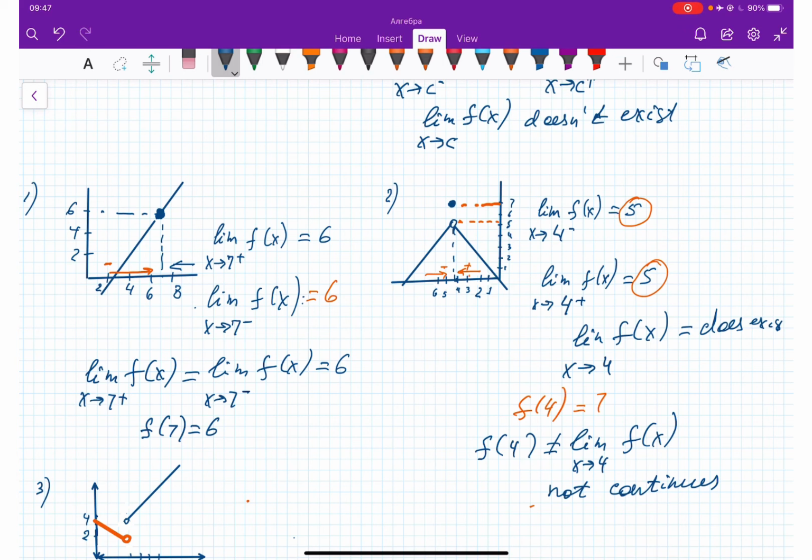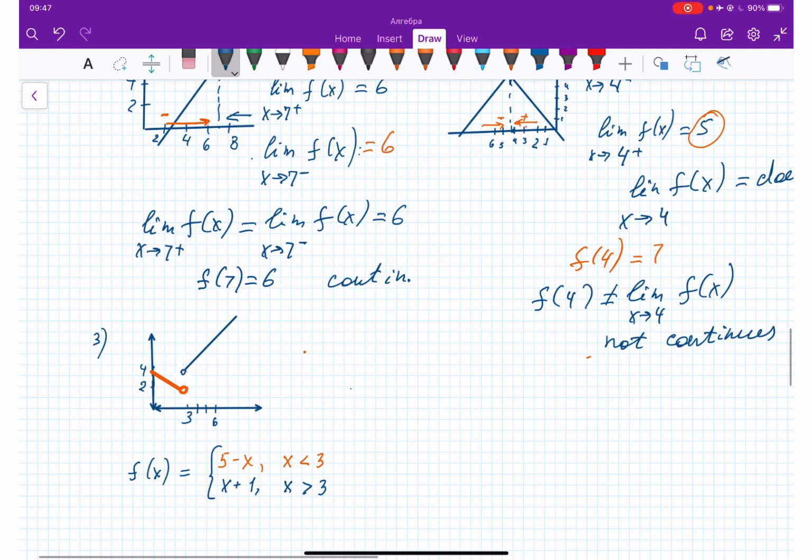Okay? This one was continuous. Let me type it here. All right, so moving to this question, let's see. We are going to explore at the point of 3. We have a piecewise function here: 5 minus x for x less than 3, so this light brown graph only takes parts of less than 3. And x plus 1, this dark blue graph, for x greater than 3.